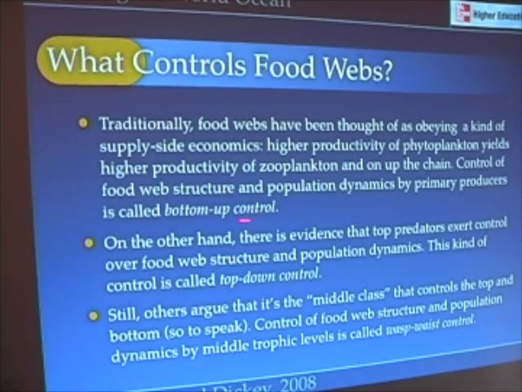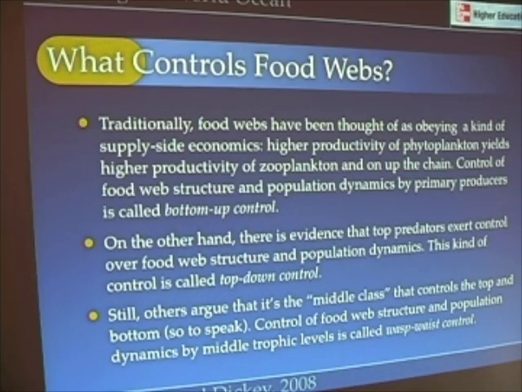One is called bottom-up control. And in this control, the small control the very large. In other words, the productivity of phytoplankton is what controls how many fish or how many top predators there are on up the food chain. In bottom-up control, it's really as the phytoplankton go, so goes the rest of the food web. It's a kind of supply-side economics, it's been called.